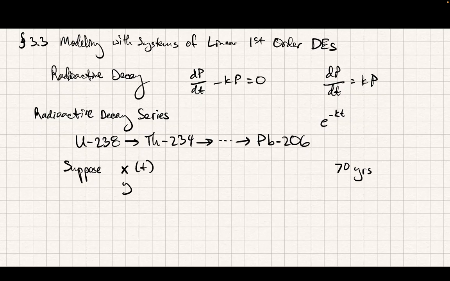Okay, so U-238 has a half-life of 4.5, that's a lot of years. So the radioactive half-life of uranium-238 is 4.5 billion years. There are some isotopes that have half-lives of a fraction of a second.